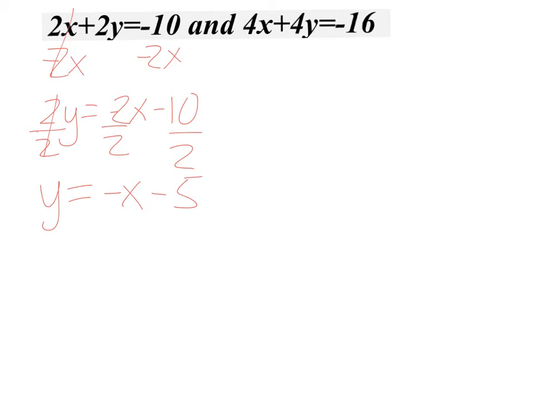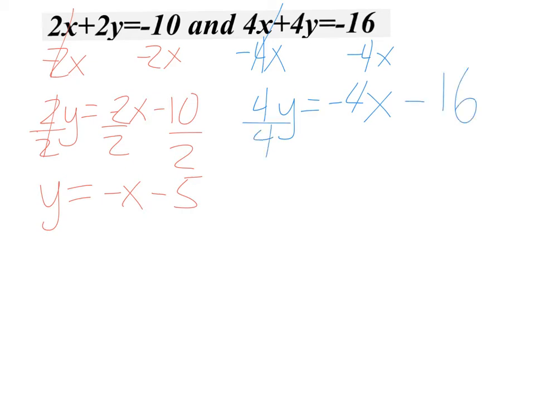And then for our second one, doing the same thing, moving the x first. I end up with 4y equals negative 4x minus 16. And I divide by 4. So I end up with y is equal to negative x minus 4. So again, we have the same slope, different y-intercepts. This is going to be no solution.